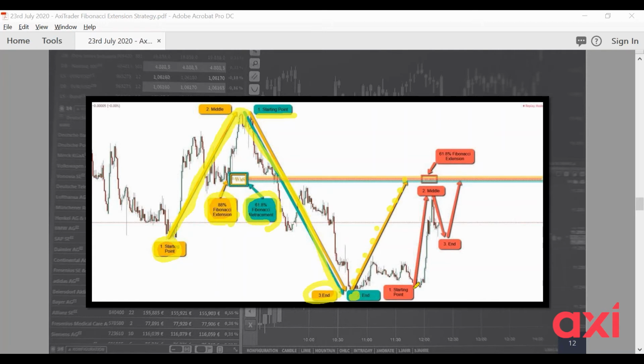Last one, we got a red one: starting point, middle point, ending point, a Fibonacci extension upwards. We got a 61.8 Fibonacci extension over here. So like Captain Planet says, we got the 88% extension, 61.8% retracement, 61.8 extension, all three levels lining up closely towards this area over here. What is likely to happen?